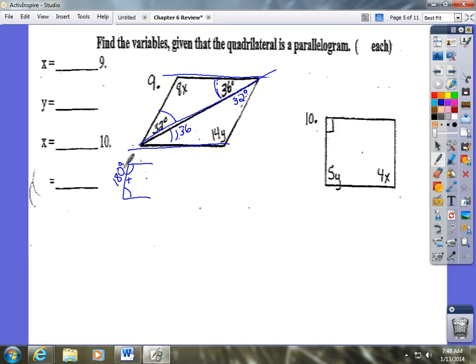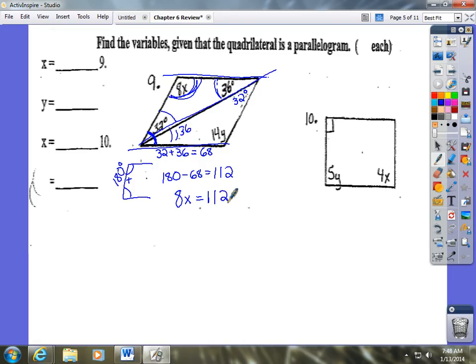Okay, that means if I add up this angle plus this angle, I get 180 degrees. So first off, what's 32 plus 36? It's 68 degrees. So if I take 180 and I subtract 68 degrees, I'm going to have whatever this angle here is. 180 minus 68, that's going to be 112. So I have 112 degrees, and that means that 8x equals 112.